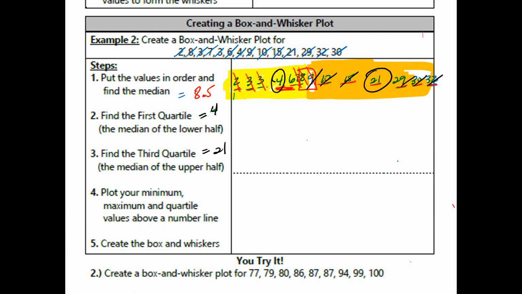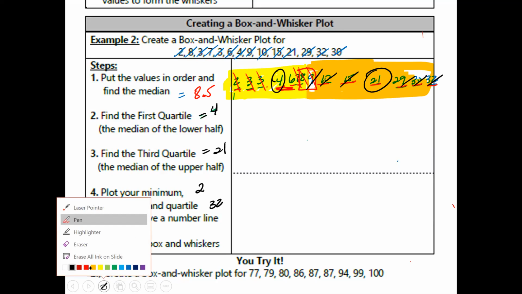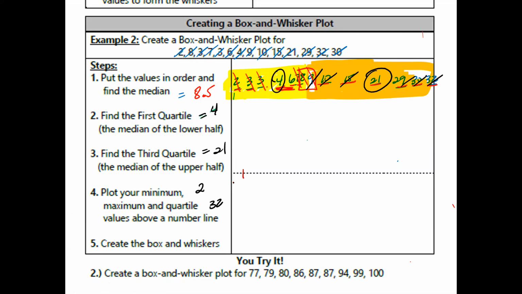There we go. And then I'm going to look for my smallest number, which is 2, my biggest number, which is 32. And now I'm going to go ahead and plot my points. So I'm going to start off at 2, and I need to go up to 32. So let's start off here with maybe 0 and go by 5s: 5, 10, 15, 20, 25, 30, 35. I can stop right there.